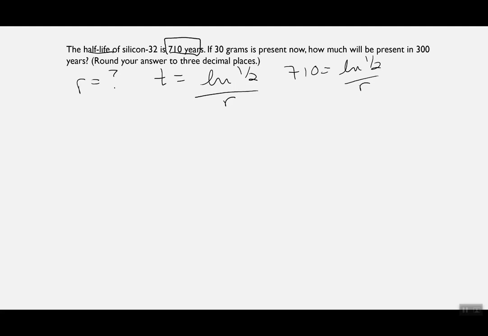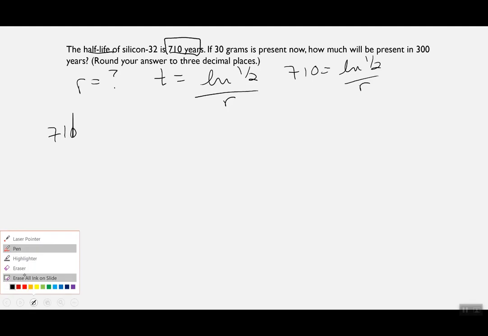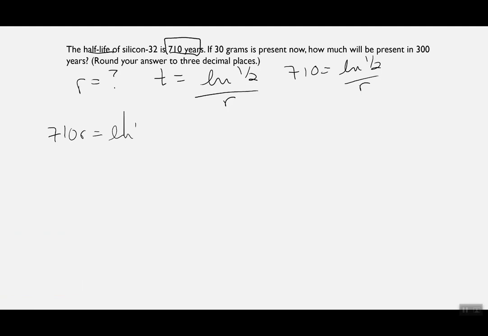Just like last time too, I'm going to multiply the R on both sides. So I end up with 710R is equal to the natural log of 1/2. So I divide by 710. So R is the natural log of 1/2 over 710. So here's step 1. I put in my calculator, natural log of 0.5 divided by 710.